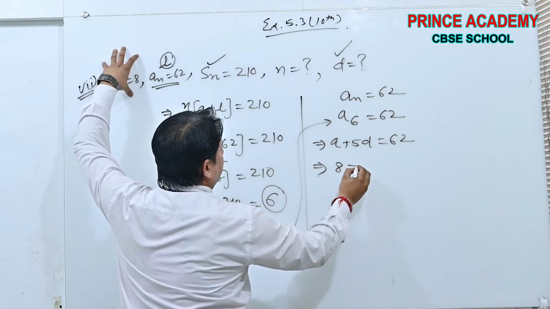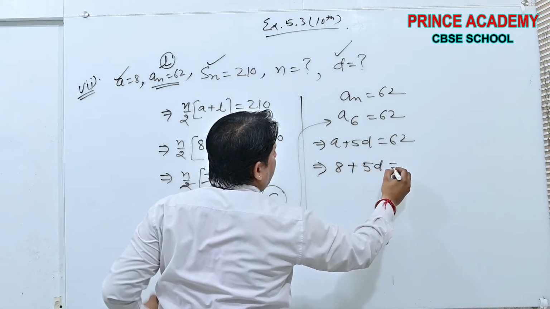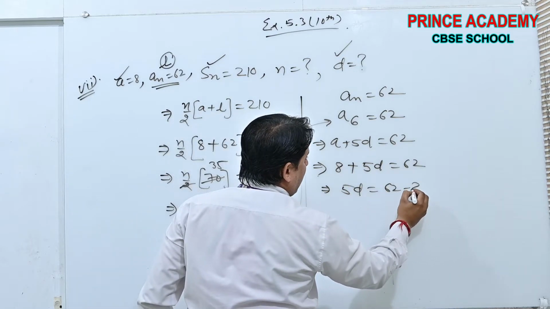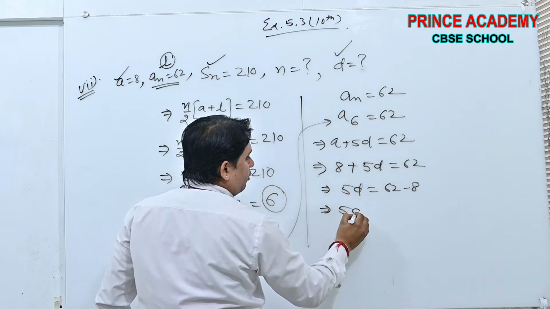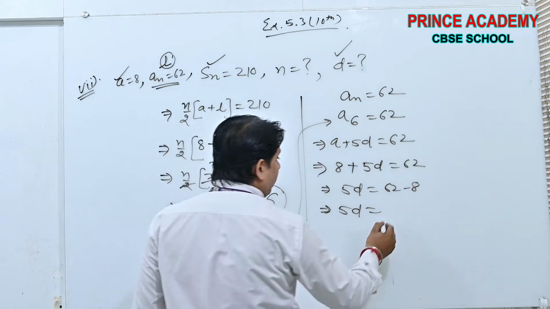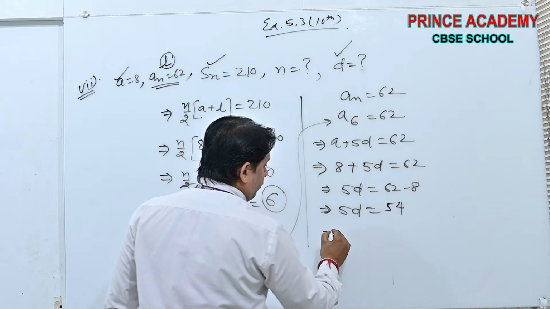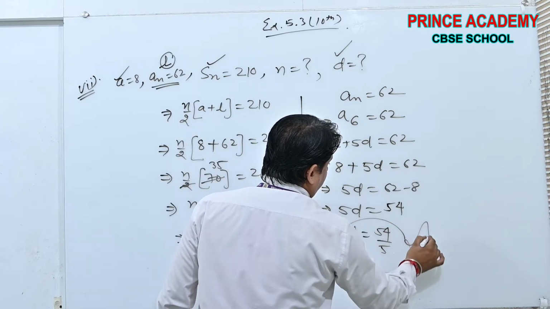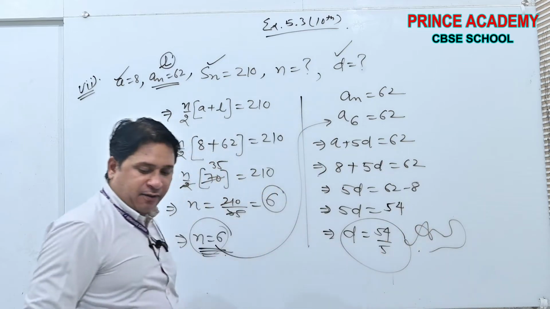A is 8. 5D is 62. 5D, 62 minus 8, yes or no? 5D is 62 minus 8, 54. From here D will be 54 by 5.